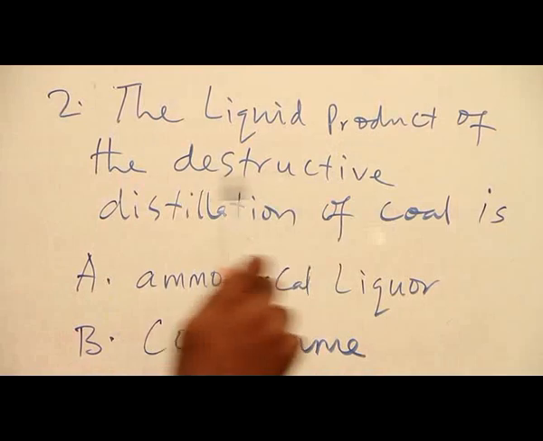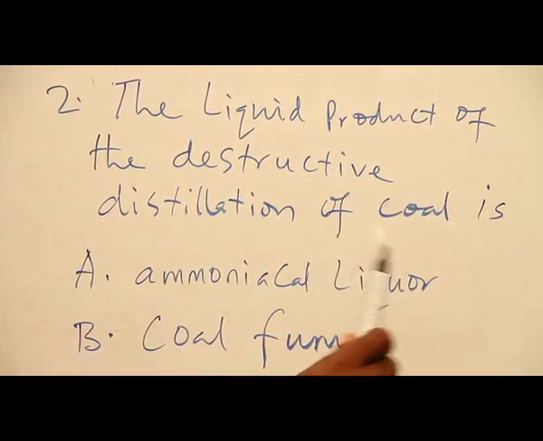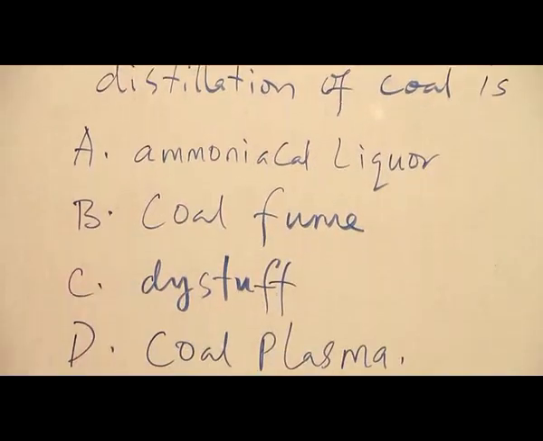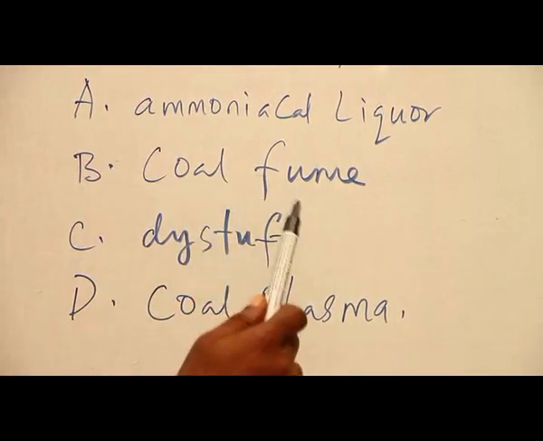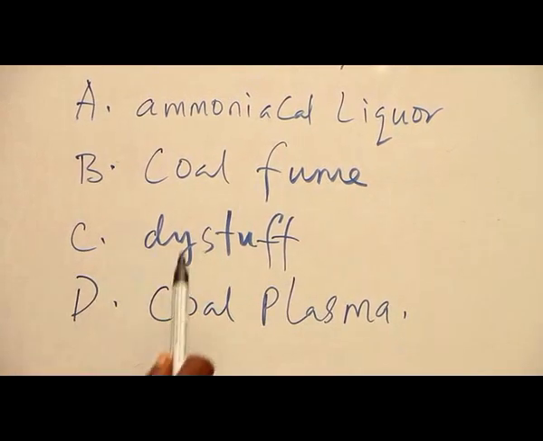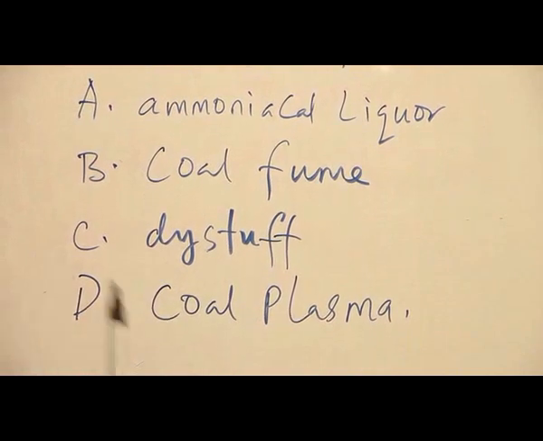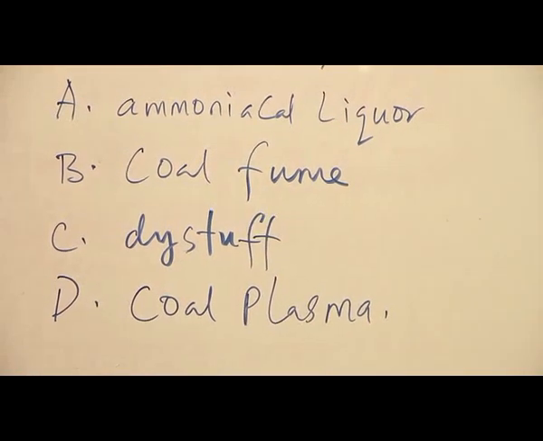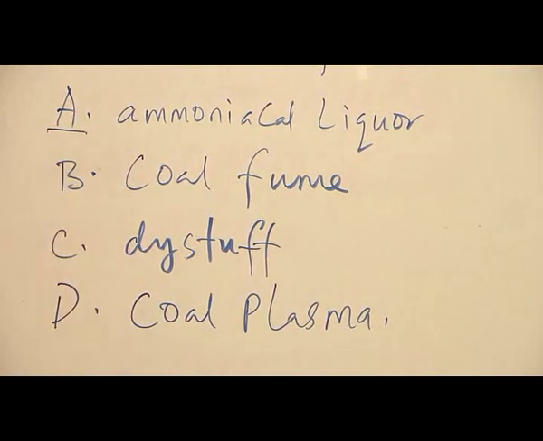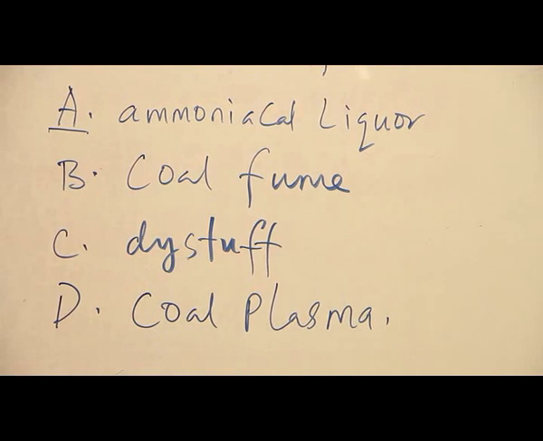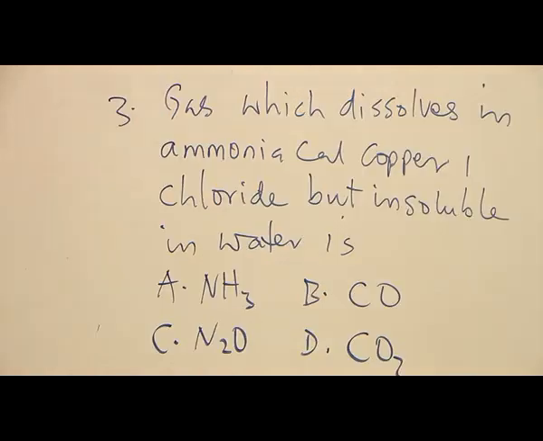Number 2. The liquid product of the destructive distillation of coal is A. Ammoniacal liquor, B. Coal fume, C. Dye stuff, and D. Coal plasma. The correct answer is option A. Ammoniacal liquor, because it is one of the products and it is a liquid product of destructive distillation of coal.